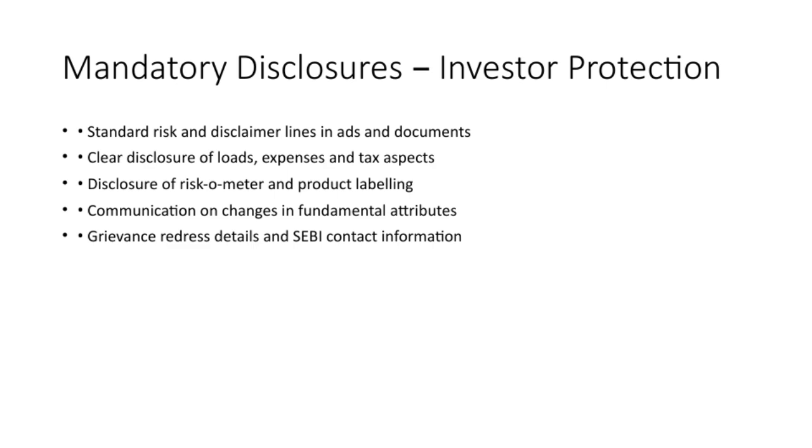Additionally, disclosure of the riskometer and product labeling is important. These tools provide a quick visual indication of the risk level and help investors make informed decisions aligned with their risk appetite. We also need to communicate any changes in the fundamental attributes of the investment product. Keeping investors informed about such changes maintains trust and clarity. Finally, details about grievance redress mechanisms and SEBI contact information must be prominently provided. This ensures investors know how to seek resolution if they face any issues.